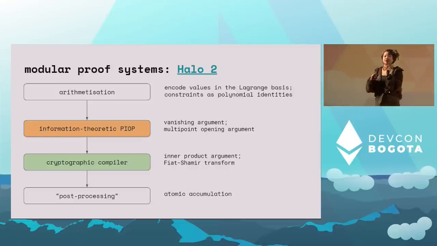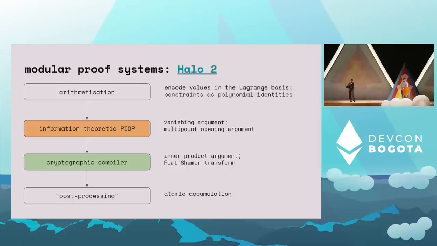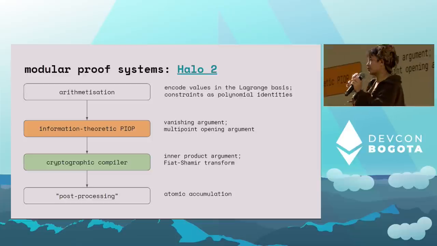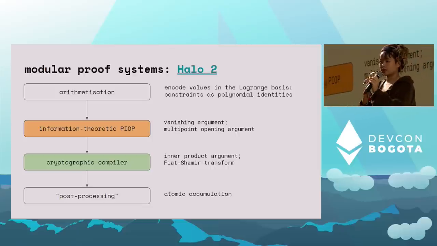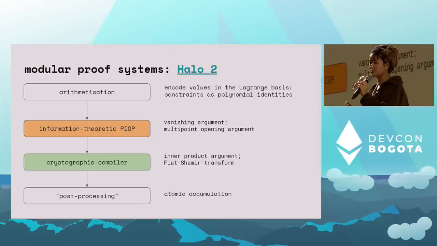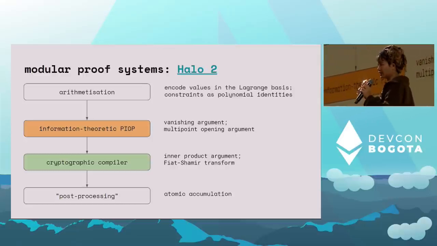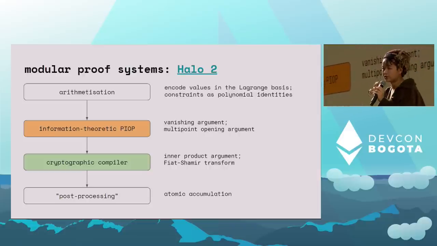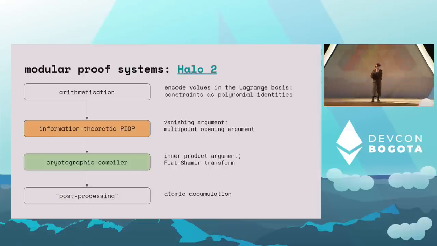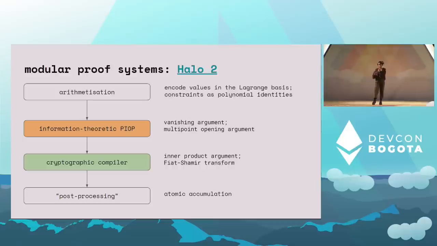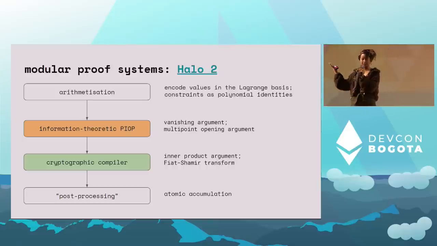I work on the proof system Halo 2, and I think of Halo 2 in terms of these four components. At the very front end is where you're interfacing with your business logic. So you take a relation and you arithmetize it. In Halo 2's case, we encode our values in the Lagrange basis, and we encode constraints on these values as polynomial identities. We then input these polynomials into this information theoretic polynomial IOP that basically checks the correctness and the consistency of the polynomials encoding our circuit.